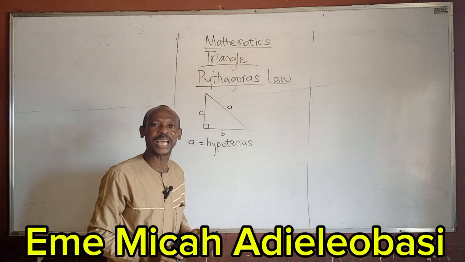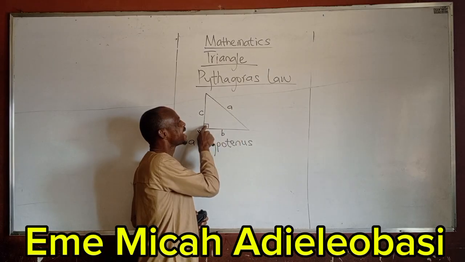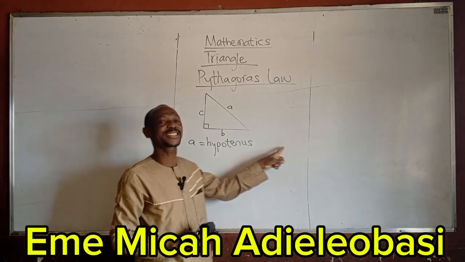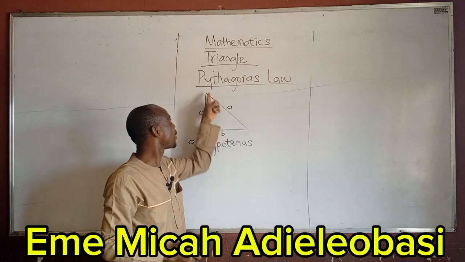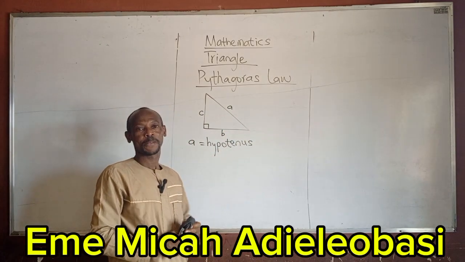The hypotenuse side is the side opposite to the 90 degrees, and it is the longest side of the right angle triangle.